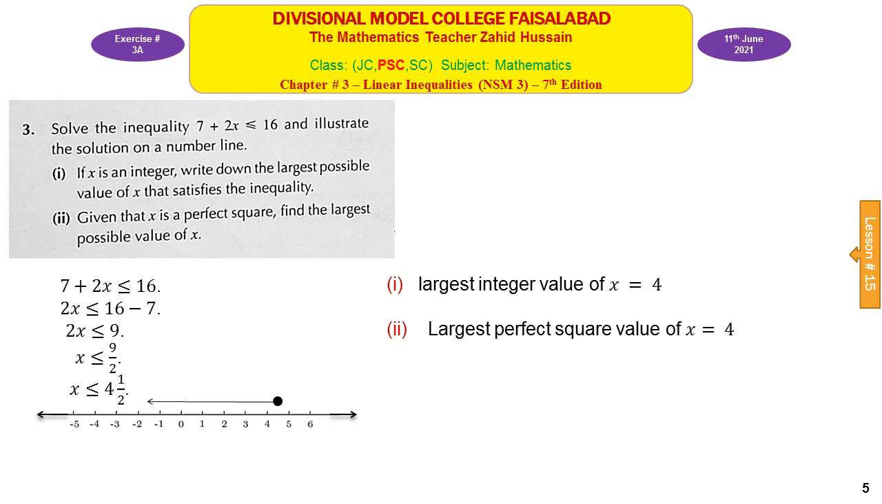So the largest perfect square value of x is 4, because 4 is a perfect square and 1 is a perfect square. 3 is not a perfect square, 2 is not a perfect square. Or you can say it is the number whose square root gives an answer which is a natural number.